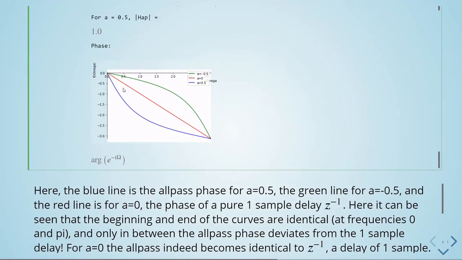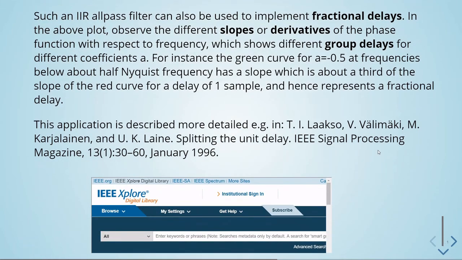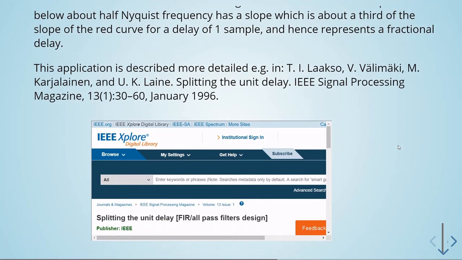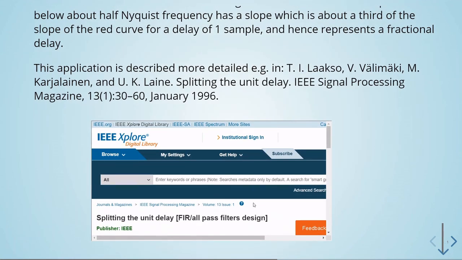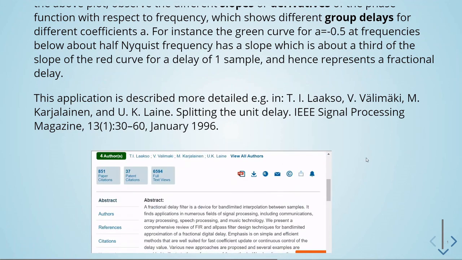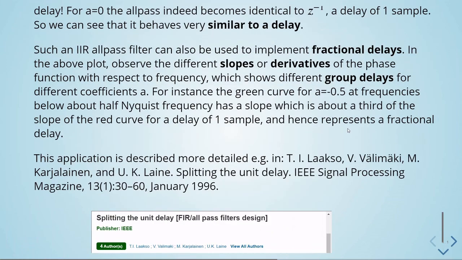So this is a equals to 0. This is a pure one sample delay, but for example here we have different values, these are our normalized frequencies and this is our phase. So this application is described in more detail in the article Splitting the Unit Delay, in the IEEE Signal Processing Magazine, and you can download it here and take a look to see how it's done.